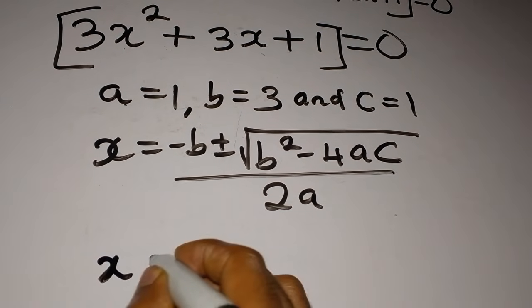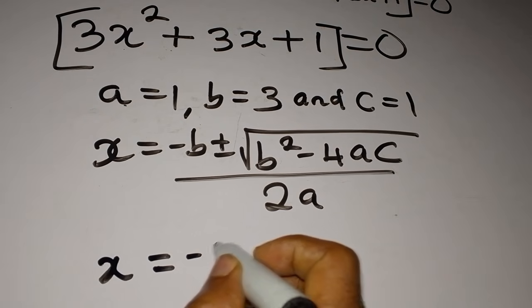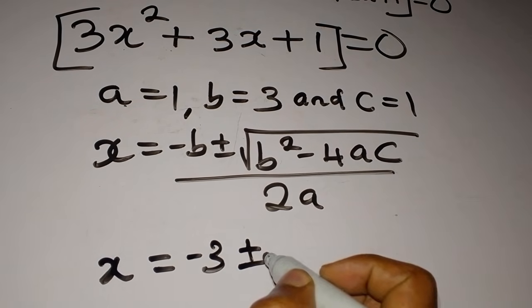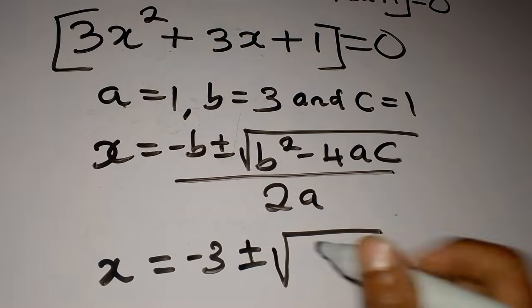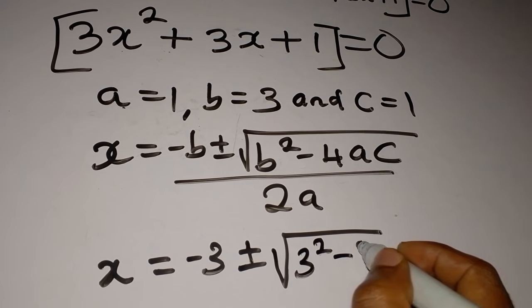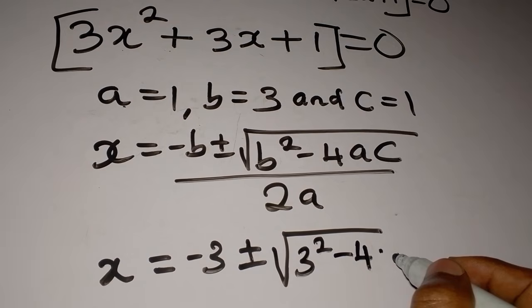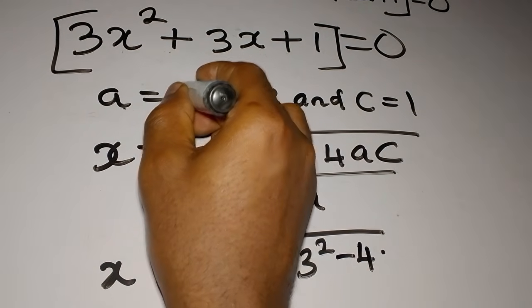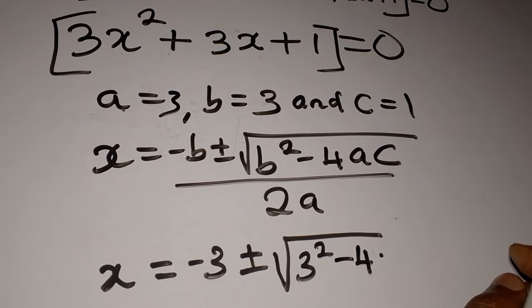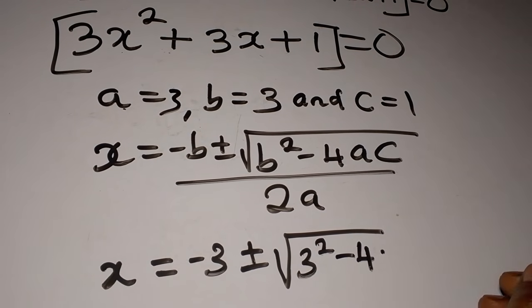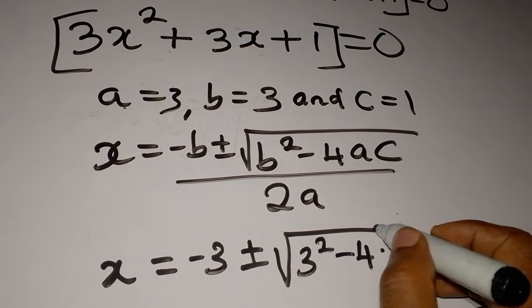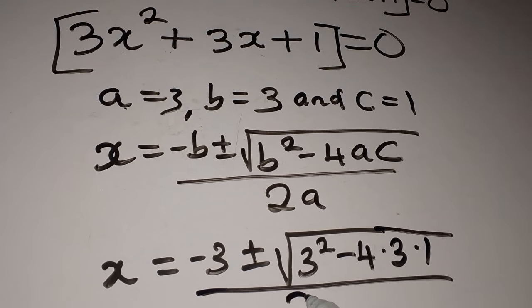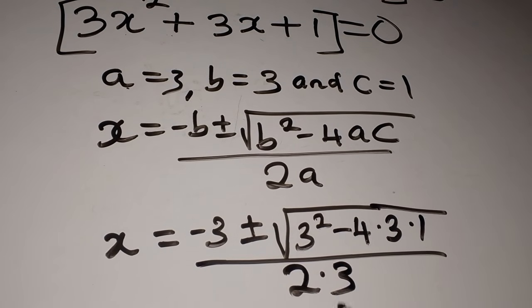So we have x equal to minus 3 plus or minus the square root of b squared, which would now be 3 squared. Then minus 4 times a. A is, oh, look at a over there. A is 3, not 1. A is the coefficient of x squared and it's 3. So here we multiply by 3 and our c is 1 multiplied by 1. All of this is over 2 multiplied by 3, because a is 3.